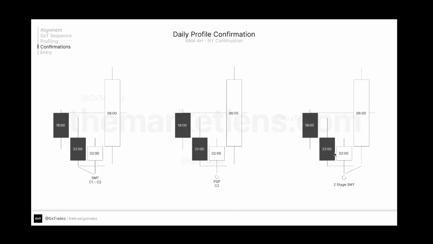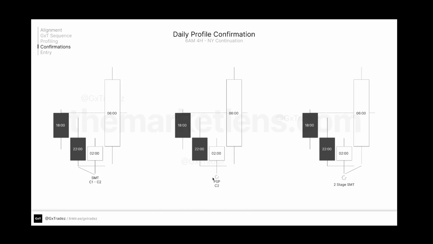So here is a New York continuation, 6 AM New York continuation, where within London session, we create SMT between candle 1 and candle 2. So you're just trading that candle 3 higher.